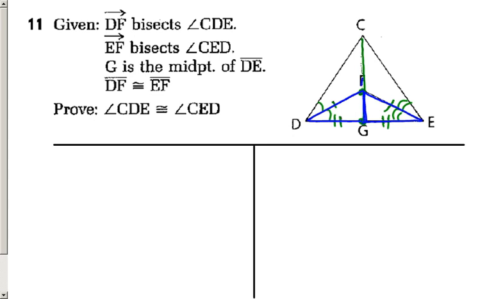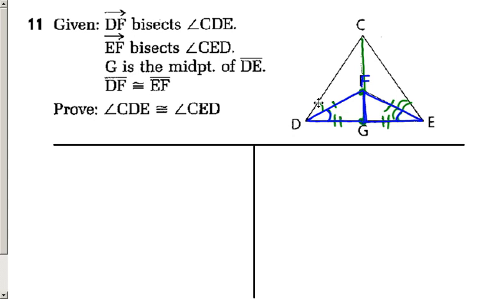That is FDG and FEG. If I can do that, then I can prove that angle FDG, this angle, is congruent to this angle, which would help me prove by the multiplication property that angle CDE is congruent to angle CED. So let's go with it. So I gotta figure some things out.